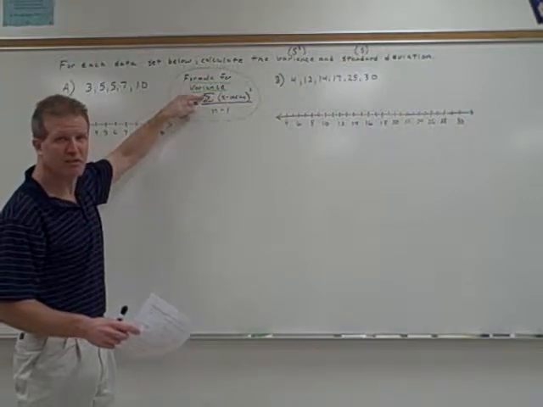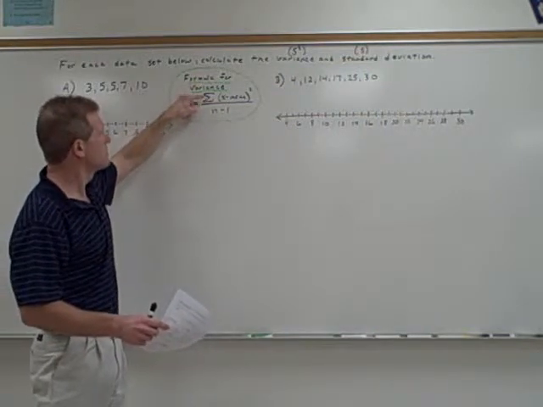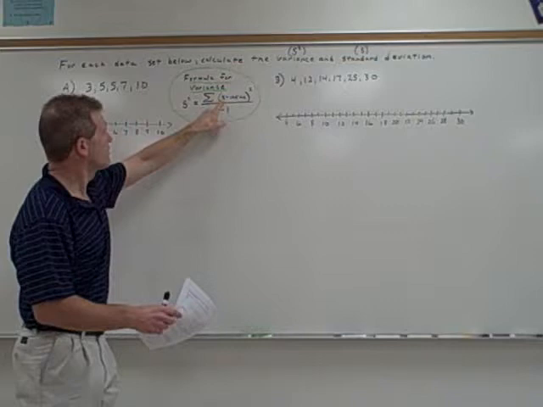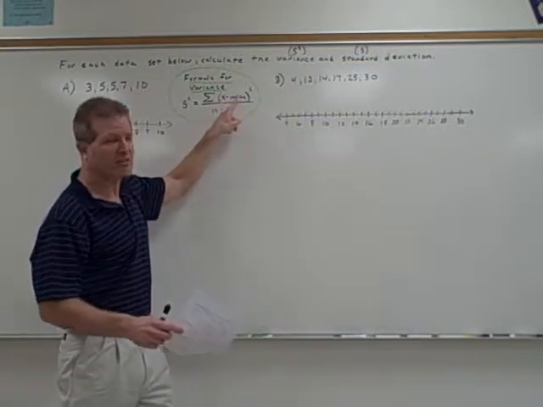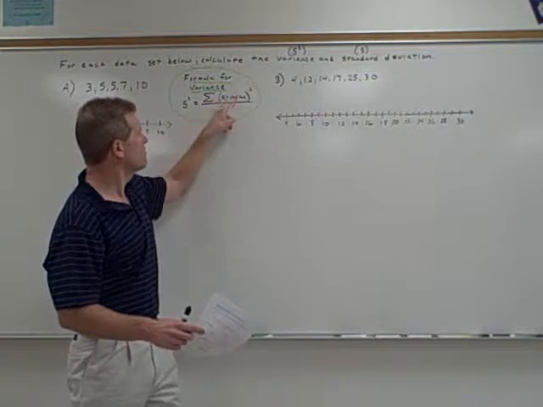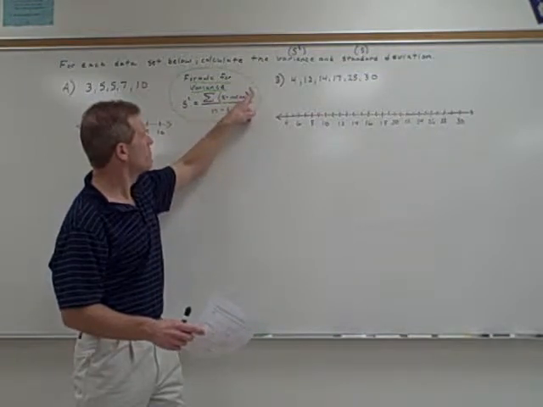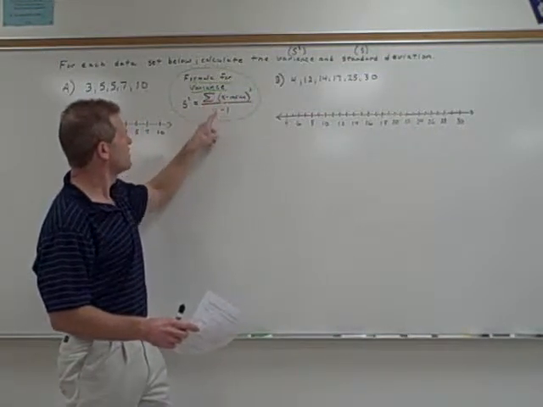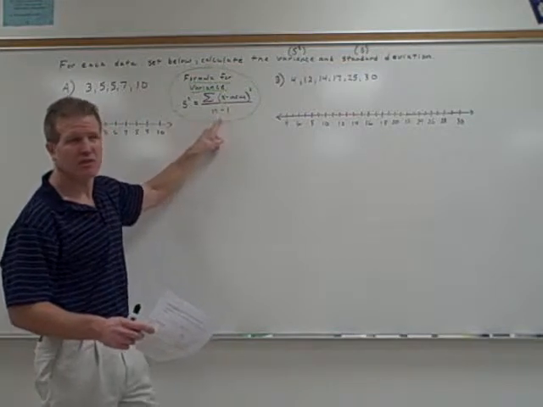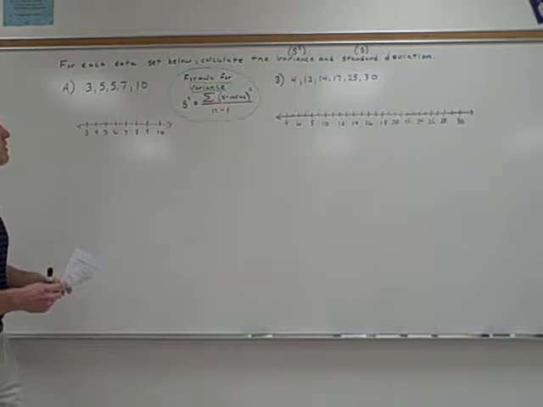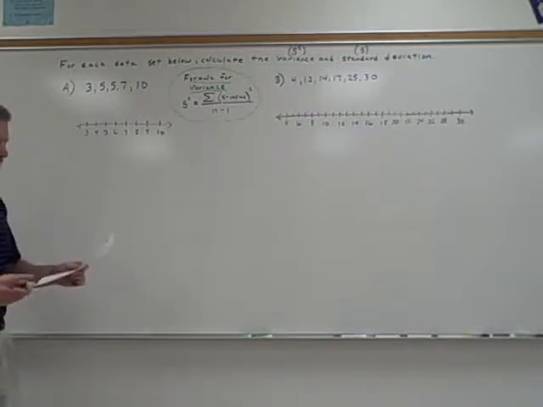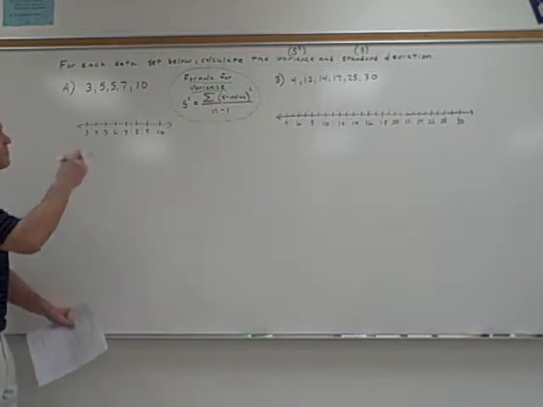This capital sigma means that you add things together. The X values are your data values. The mean, that's your average. So you're going to subtract them, then you're going to square them, then you're going to add them all together, and you're going to divide by n minus 1. N is the number of numbers, so in this case, n would be 5.